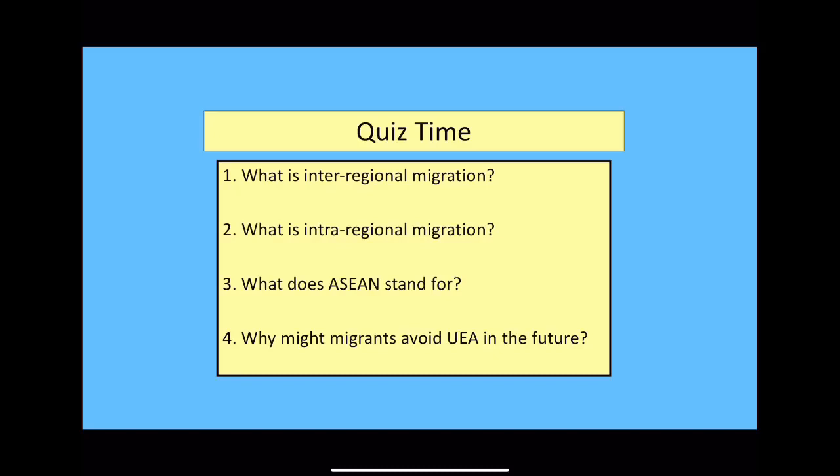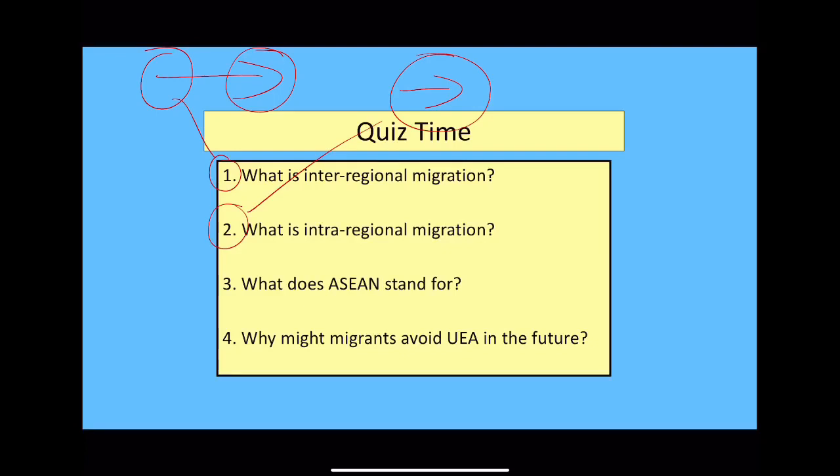So to recap again, interregional, two regions moving from one to the other. Intra-regional, moving within the region. Okay, so we've got 1, 2. Okay, ASEAN, remember what that stands for? Association of Southeast Asian Nations, so much like the EU, but down in Southeast Asia.